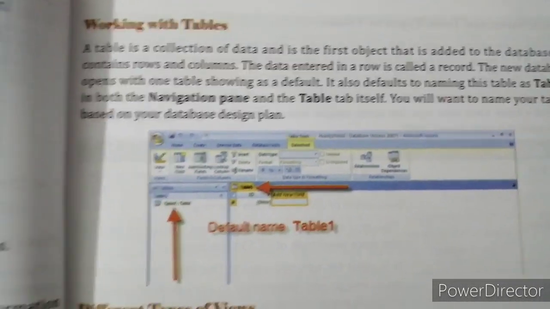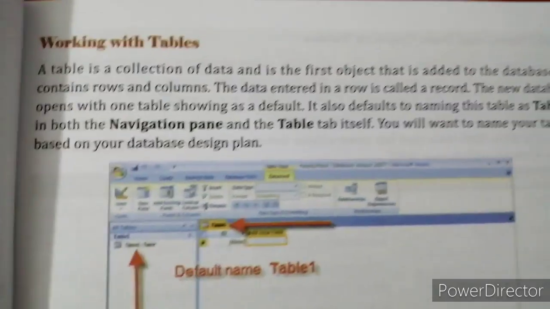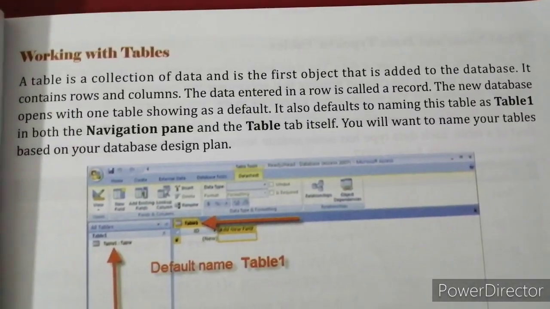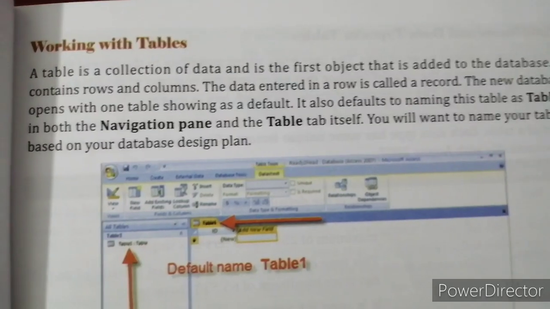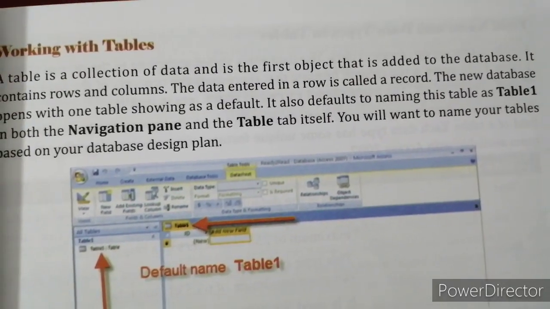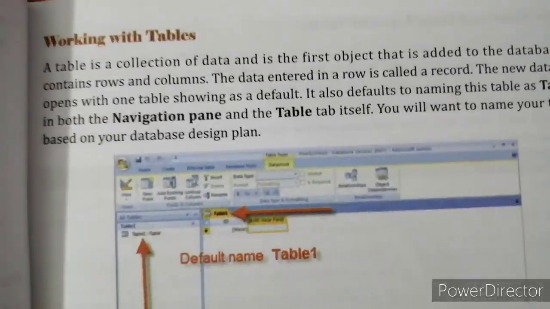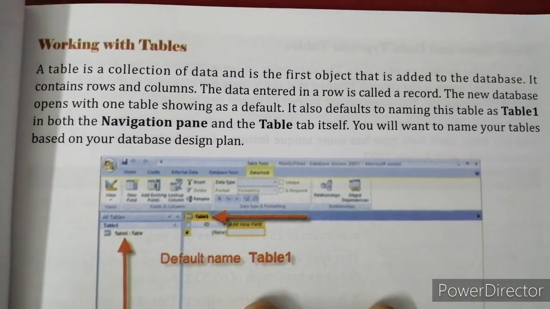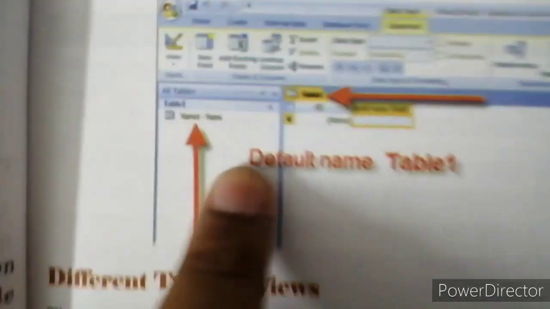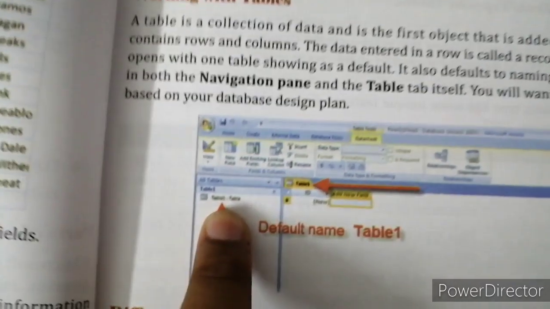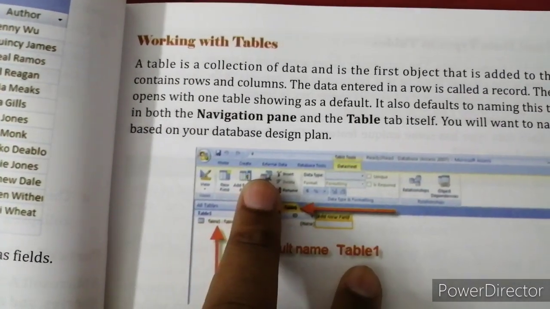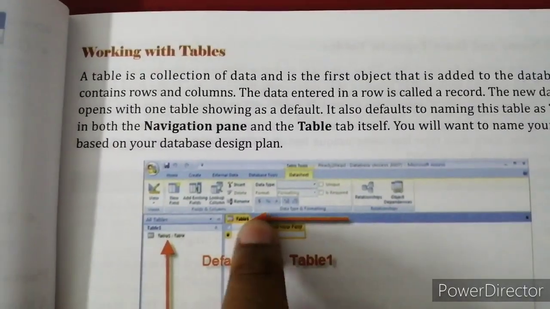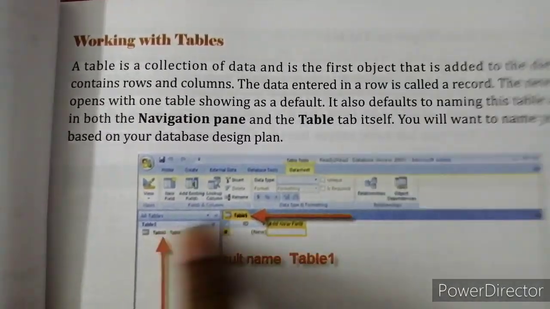So now coming to the next part, working with tables. A table is a collection of data and the first object that is added to a database. It contains rows and columns. The data entered in a row are called records. The new database opens with one table showing as a default. It also defaults to naming the table as Table 1. See, by default it has been given the table name, that is Table 1, in both the navigation pane and the table tab itself. See here it is the table tab and this is the navigation pane.